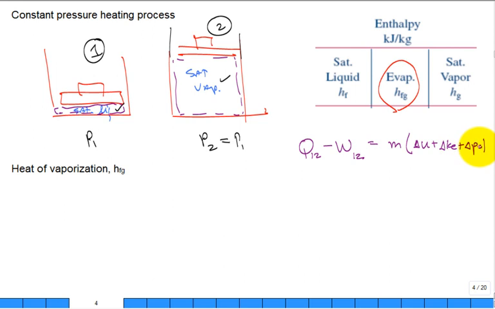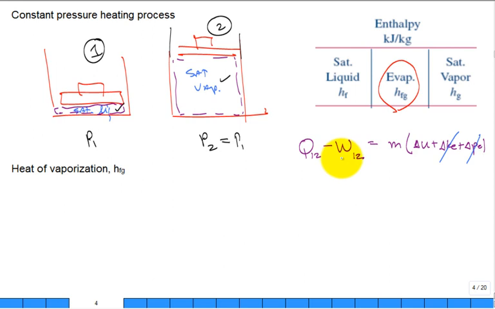Did I write the first law okay? Could you write that from memory? Hopefully good. So in this problem, what do you think about change in kinetic and potential energy? Negligible. All right.